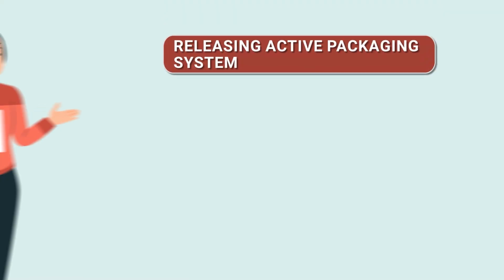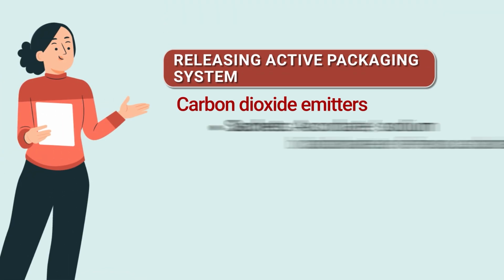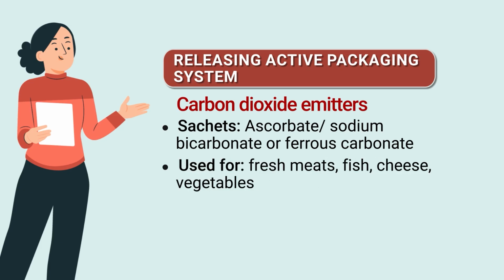Now we will see the second category of active packaging system, that is releasing active packaging system. Here the packaging system will release or emit some kind of desirable product. For example, carbon dioxide emitters. We know that carbon dioxide can prevent the fungal growth in the product or some of the microbial growth. So we can use carbon dioxide emitters in the form of sachets, and we can use chemicals like ascorbates, sodium bicarbonate or ferrous carbonate for products like fresh meats, fish, cheese, vegetables, etc.